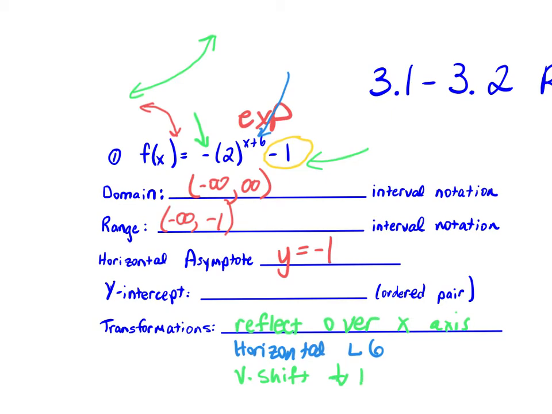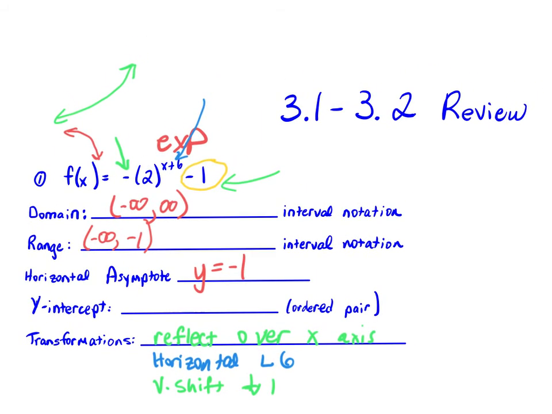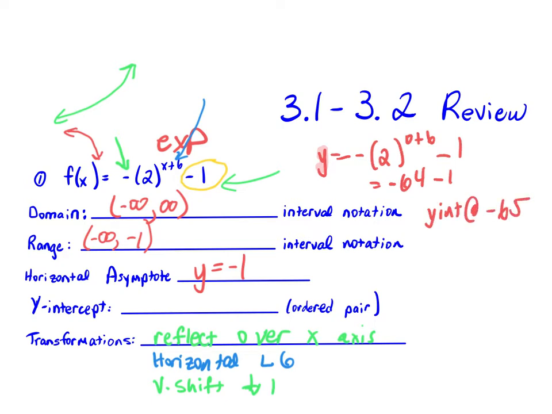Now the last thing we have to do is find the y-intercept. And remember, to find the y-intercept, you plug in 0 for x. So my y-intercept is going to be at y equals negative 2 to the 0 plus 6 power, minus 1. So we evaluate powers first. 2 to the 6th power is 64. Then I multiply by that -1 in front, minus 1. I get a y-intercept at -65. So as an ordered pair, I would write, I plugged in 0 for x, and I got out -65 for y.